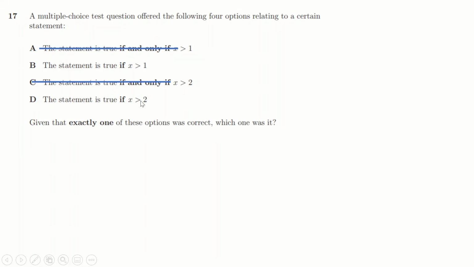Because this is just a less specific version of that. Right? So this can't be true because it forces this to be, which means this is the only true one. So D, or the only one that can be true.